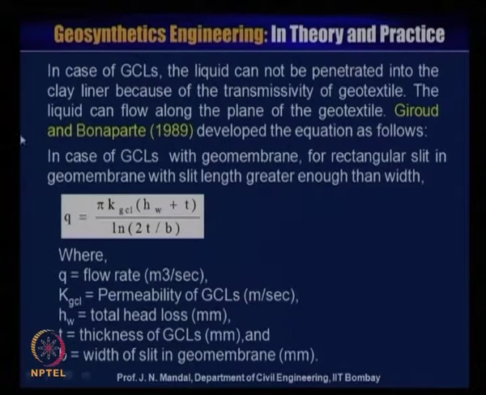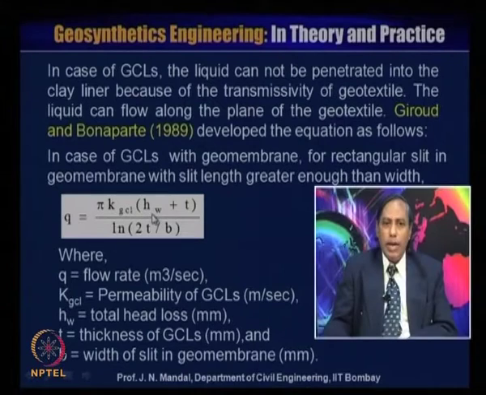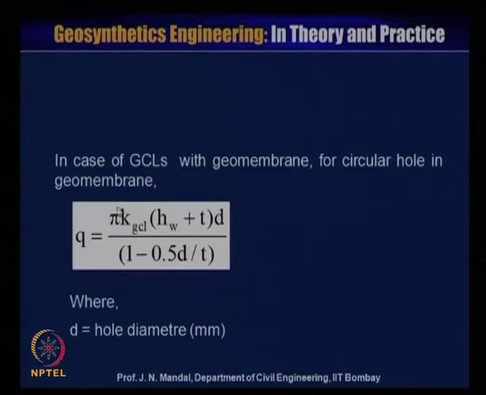Then he gave this equation: Q is equal to pi K GCL, where K GCL is the permeability of the GCL in meter per second, H W is the total head loss in millimeter, and T is the thickness of the GCL in millimeter, divided by ln of 2T divided by B, where B is the width of the slit in the geomembrane in millimeter.